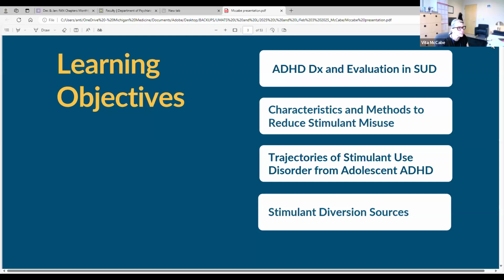And so just as some learning objectives, I really want to talk about adult diagnostic criteria and evaluation within the substance use disorder comorbid populations, some characteristics and methods that we use to reduce stimulant misuse, some of our work with trajectories of stimulant use, looking at MTF data and other data, and then some discussion about what happened during COVID with stimulant diversion. Next slide, please.